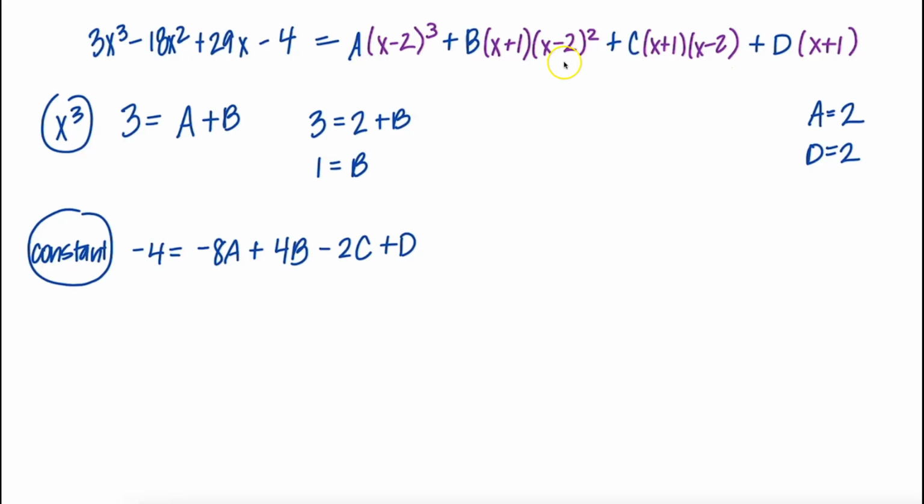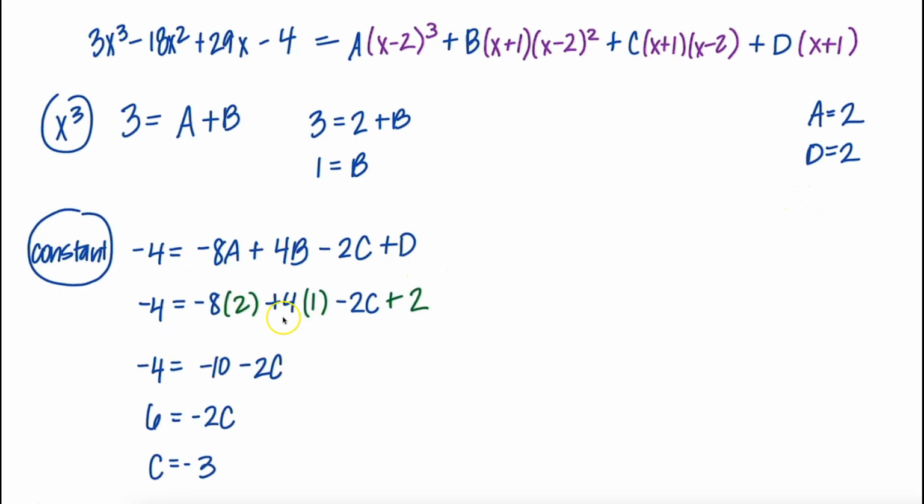And if you need more convincing about these two, take a minute to actually distribute it out and convince yourself of the fact that these are going to be the constant values. And so now we're only missing c. We have the values of a, b, and d. Let's go ahead and substitute them in to solve for c. After substituting in those values, I end up getting a c value equal to -3.